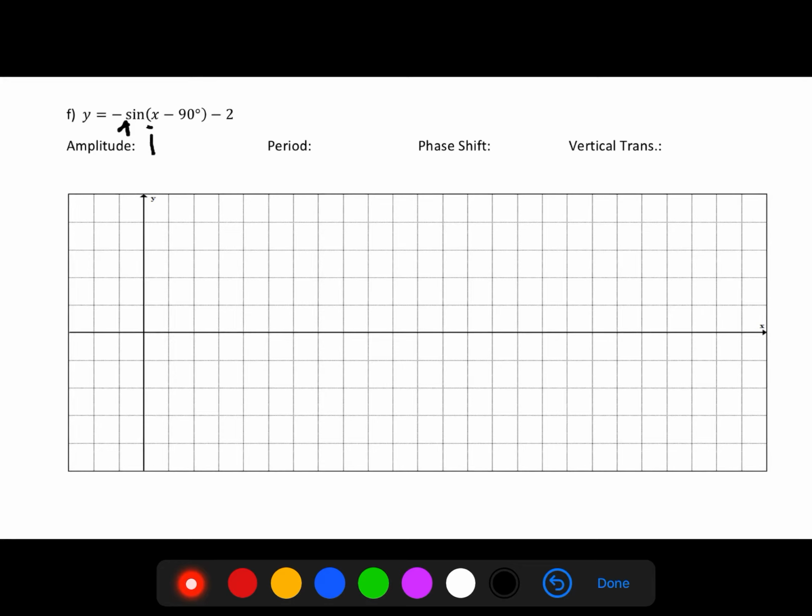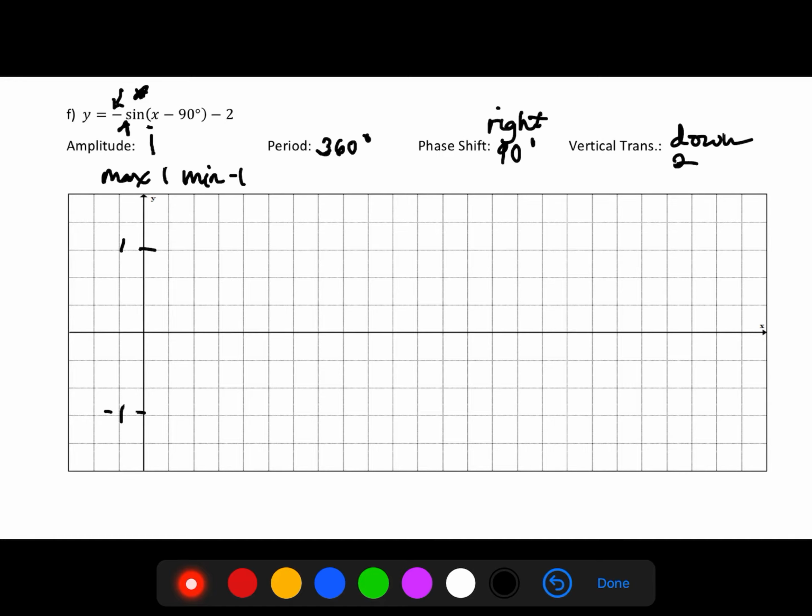And part F, we have an A value of 1, amplitude stays the same. We don't have any horizontal stretch or compression, so our period is still 360. We have a phase shift right 90 degrees, and we have a vertical translation down 2 units. So our max is going to be still 1. Min is -1. What we have to watch here is this is going to be a reflection. Okay, so we have to keep that in mind.